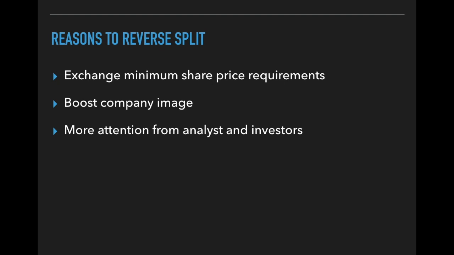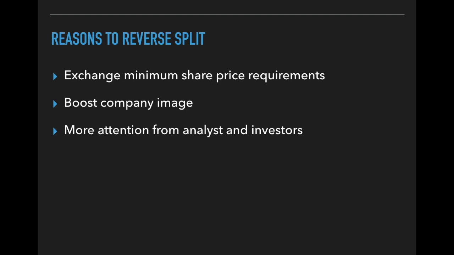Now, this is why a company may decide to do a reverse split. The major exchanges such as the NASDAQ or the New York Stock Exchange have minimum share price rules, meaning if a company's share price does not trade over $1 for a certain period of time, then it will be delisted from the major stock exchange. This is not what a company wants. They want to be listed on the major exchanges because that is where the majority of investors are at.